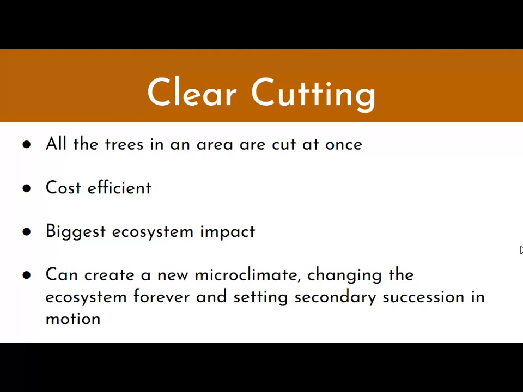It does have the biggest ecosystem impact of all of the ones we are going to talk about. Destroying the entire area, taking all of the trees out of it, is going to have the biggest effect on the individuals and the species that live there.